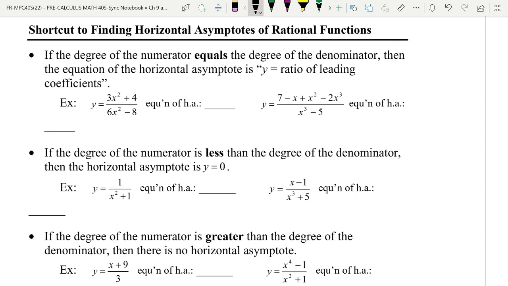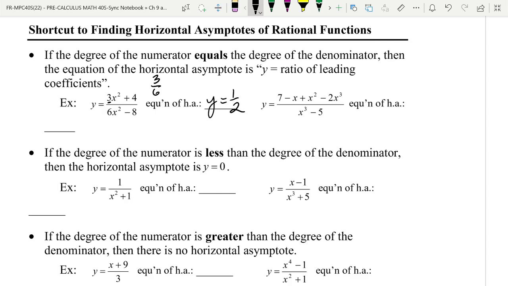But the shortcut to remember is if the degree of the numerator and the degree of the denominator are equal to each other, notice they're both x squared, then the leading coefficients as a ratio, which in this case is the leading coefficient of 3 over 6, is my horizontal asymptote. So 3 over 6, of course, I can simplify to 1/2. That saved us having to do the actual divide. If we'd done the divide, we'd have had 1/2 on top. It's just a nice quick way to do it when you're doing your homework.